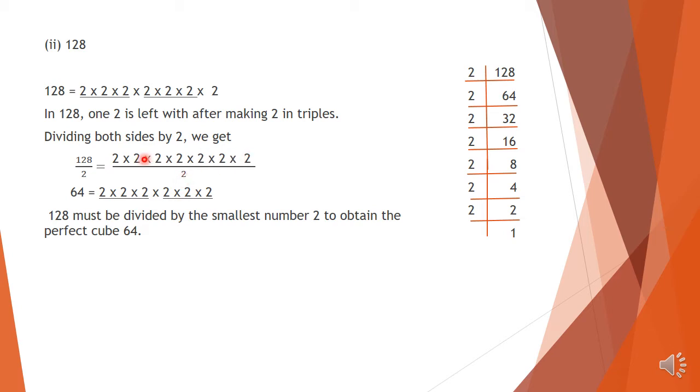So here we have two groups of 2s in triplets. Okay, so dividing, we get 64. 64 is equal to 2 into 2 into 2 into 2 into 2 into 2. So here the first and second group of triplets we have, and that 2 gets cancelled. So 128 must be divided by the smallest number 2 to obtain the perfect cube 64. Here the perfect cube is not asked, but we can find it out this way.